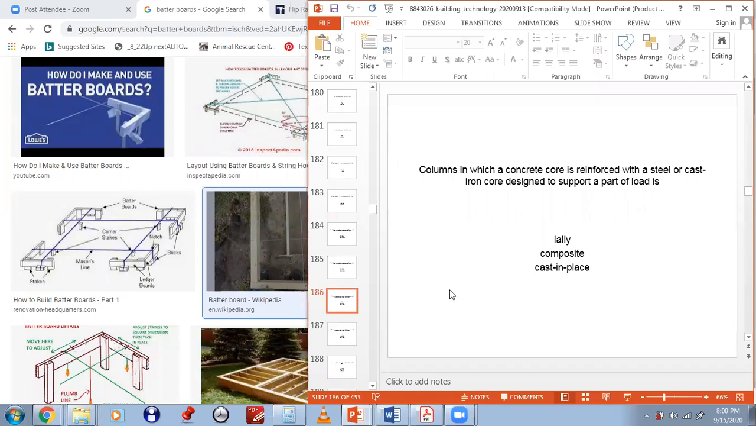Okay. This one is composite. You know what's a lally? No. So a lally is a column with a steel cylinder filled with concrete.